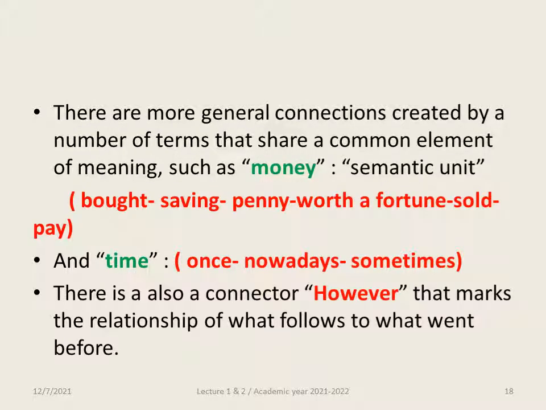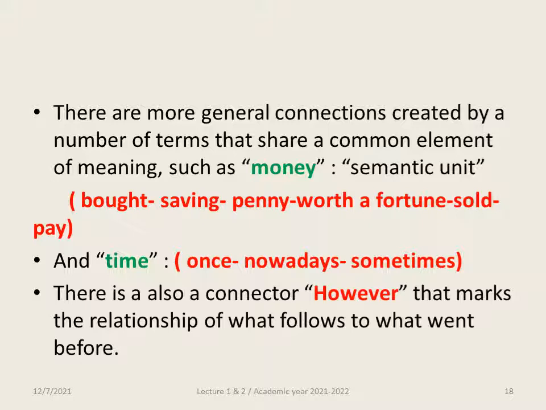There are more general connections here created by a number of terms that share a common element of meaning, such as money. This creates a semantic link. All these words that I will be mentioning here are related to the same semantic unit. For example, words that relate to money, such as bought, saving, penny, sold, and pay. So these are all words that come under the umbrella of money, and so they all create a kind of cohesion inside the text.